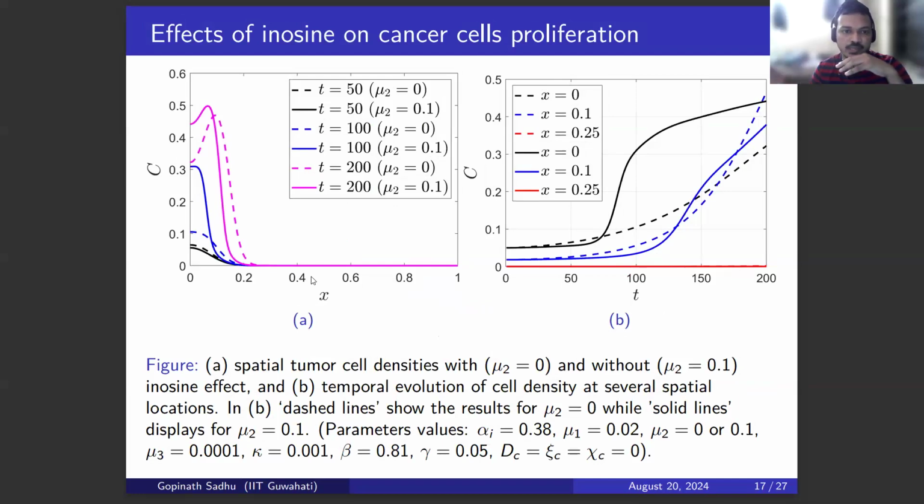So we can see that after T equal to 50, inosine is generated. So proliferation is much higher in this figure A. And figure B represents, for the various spatial locations, how the cancer cell evolves with time, and it is given in figure B.